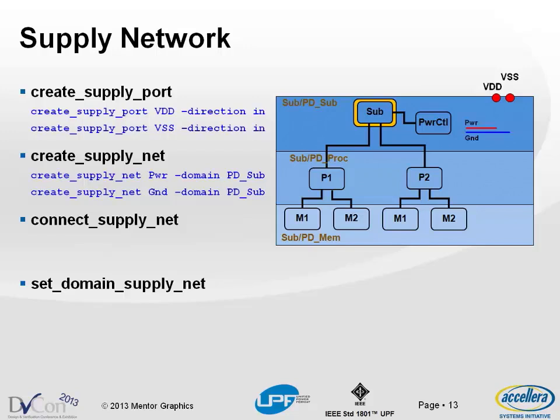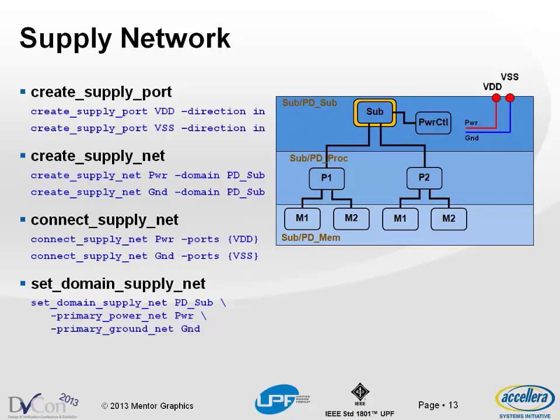And there they are, power and ground. And we can connect them using connect supply net. So now the power is connected to VDD and ground is connected to VSS. The interesting thing is we want to make sure that those power supplies are powering the instances that are part of this domain. So what we're going to do is use the command set domain supply net, which says that for PD sub, the primary power net is power and the primary ground net is ground. And what that does essentially, it's extended those supply nets into this instance that's inside of this power domain.